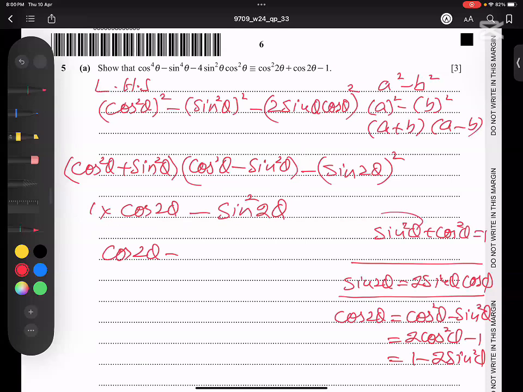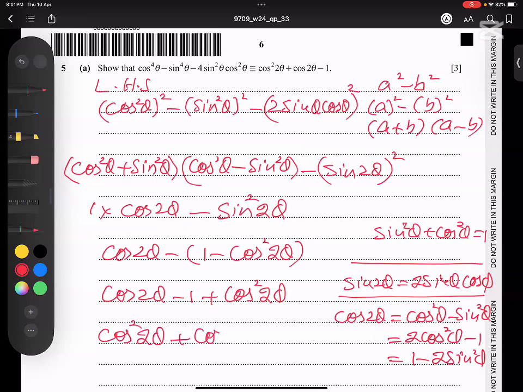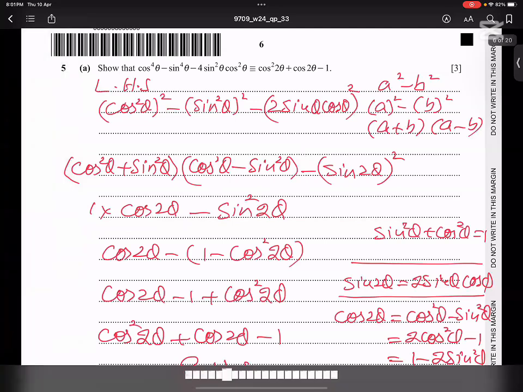So if I want to make sine square the subject, this cos square will go on the other side. I can write 1 minus cos square double theta. Expand the bracket: minus 1 plus cos square 2 theta. And if I reorder, this is done, so the right-hand side is proved. Okay, this is done, and let's go for the next part.